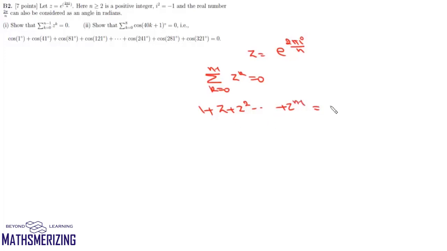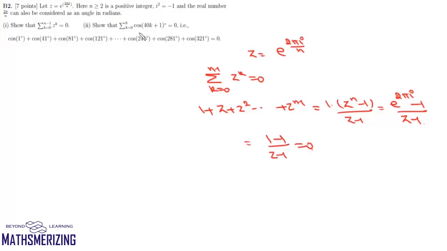Now it is nothing but a GP, and we know that sum of GP is a into r to the power n minus 1 upon r minus 1. Now here, what is the value of z to the power n? Z to the power n in this case is e to the power 2 iota pi. So it is 1 minus 1 upon z minus 1, and e to the power 2 pi iota is cos 2 pi plus iota sine 2 pi, and cos 2 pi is 1 and sine 2 pi is 0. So it will be 1 minus 1 upon z minus 1, which is 0. So we have proved that this summation will be simply 0.